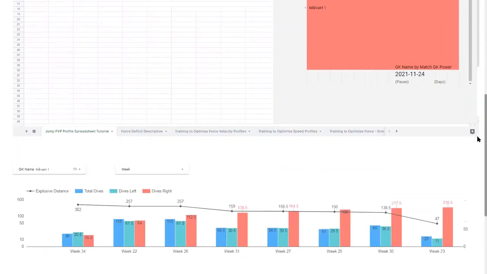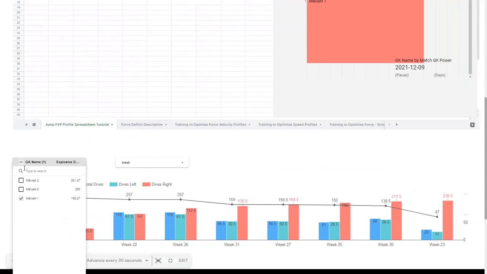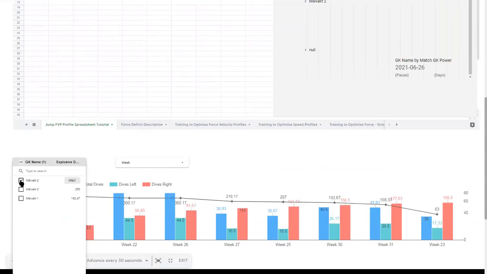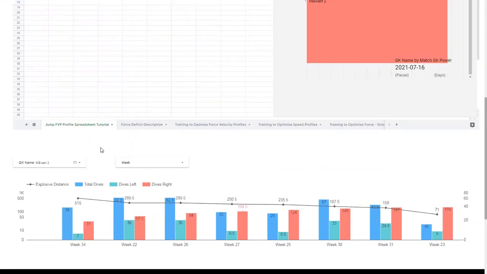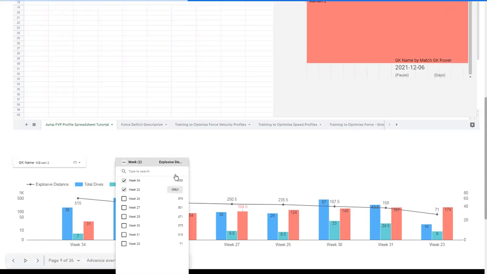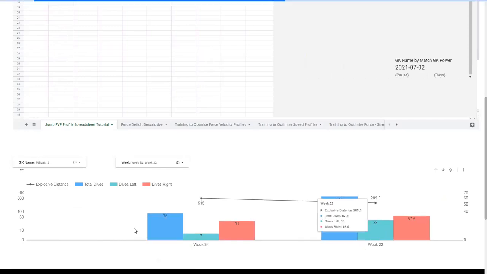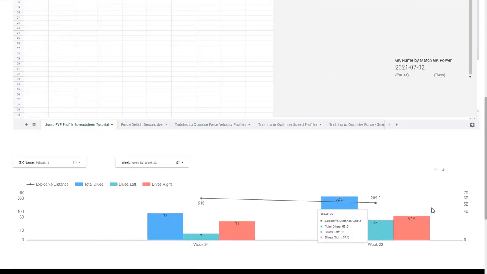We've got a graph at the bottom. This is just embedded from Google Data Studio, and we can look at explosive distance. These are all the goalkeepers. So if, for example, I just wanted to look at goalkeeper number 2, this is all of the explosive distance, dives, etc., from goalkeeper number 2. These are all training weeks. If I just wanted to look at a couple of weeks, I can just filter that on. It's going to bring up the weeks that I wanted to look at and all of the metrics.